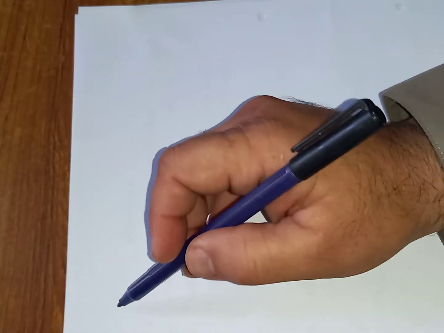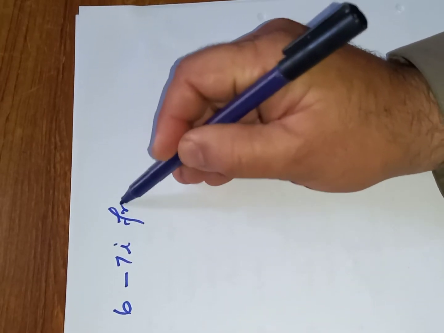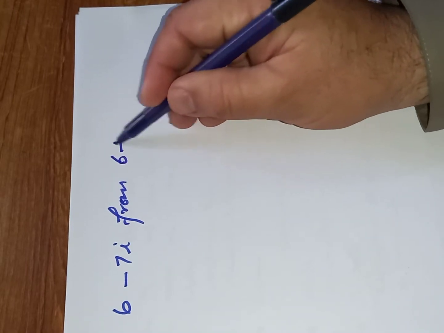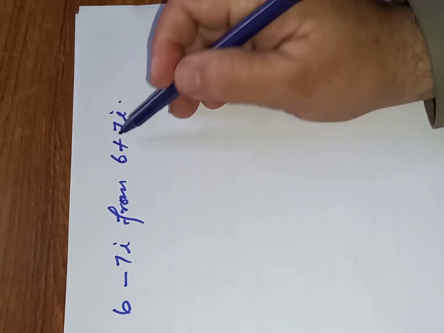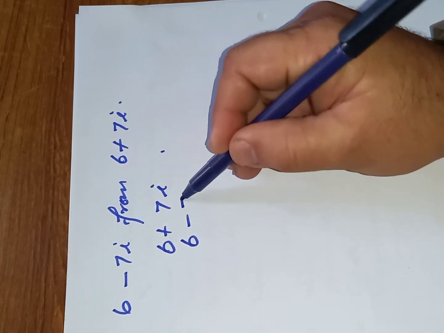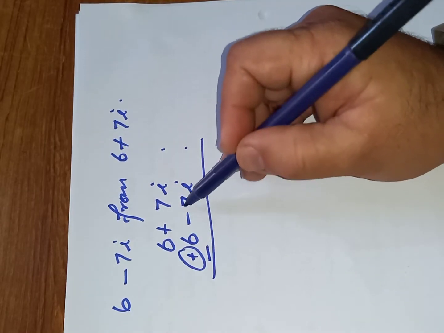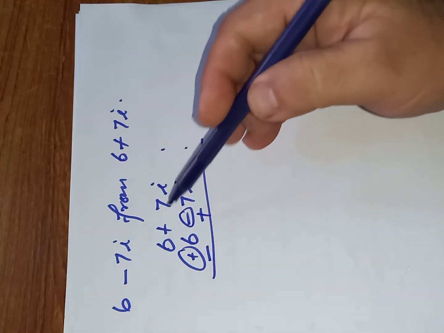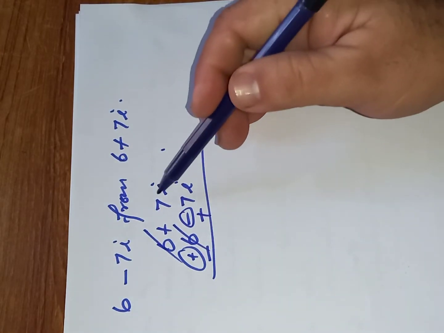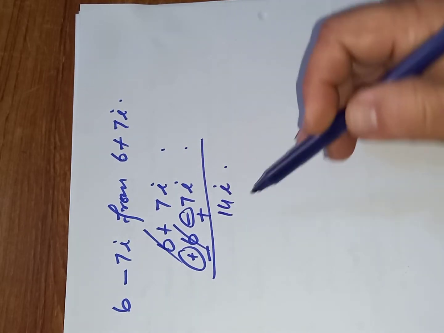Now we have the next part, that is about subtracting 6 plus 7 iota from 6 minus 7 iota. Now this second value is written first in vertical order, then writing the first value, minus 7 iota, and changing the sign because of subtraction. The 6 plus and minus 6 will cancel off, and 7 iota and plus 7 iota become 14 iota.